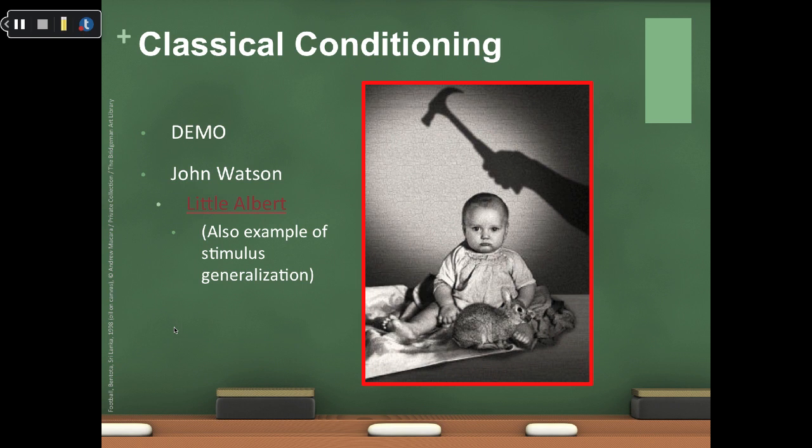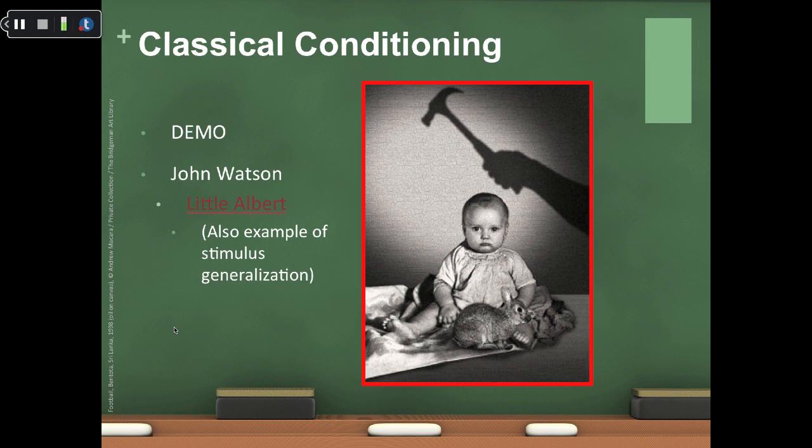This is largely why Watson's research has gone out of style, because he actually lost his position shortly after this experiment, because it was so harmful to the child. We don't know much about little Albert after these experiments, but we do know that he maintained his fear for the rest of his life.